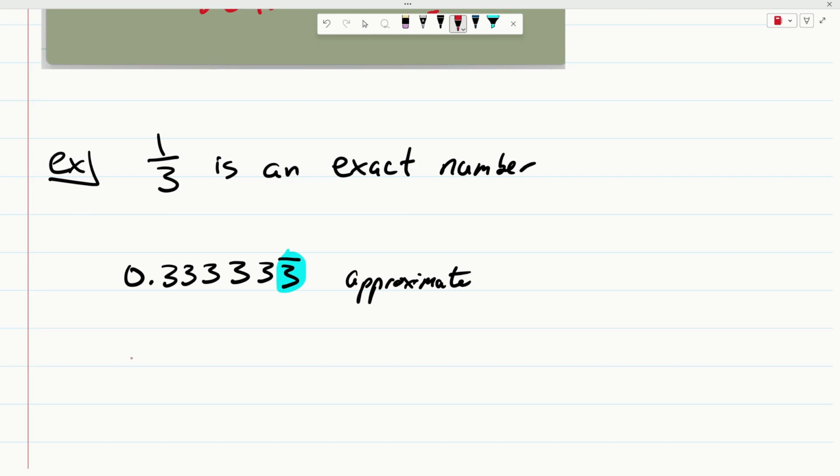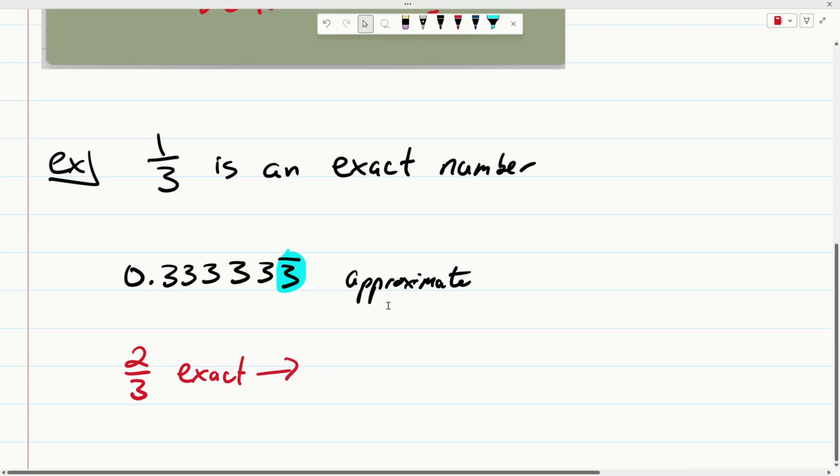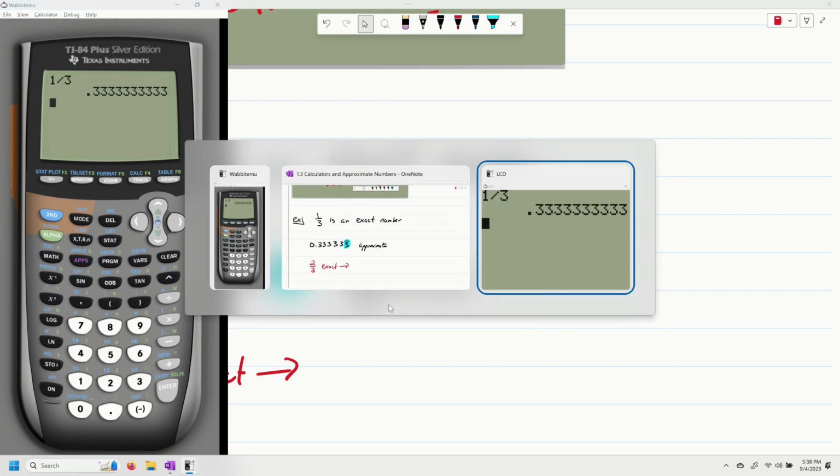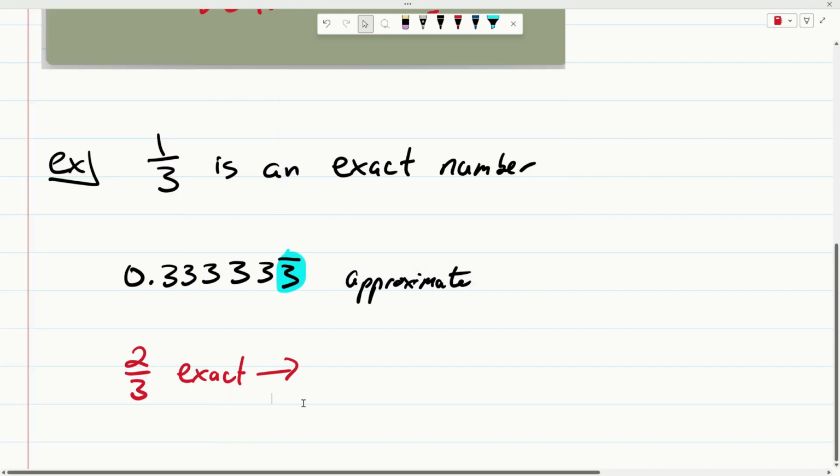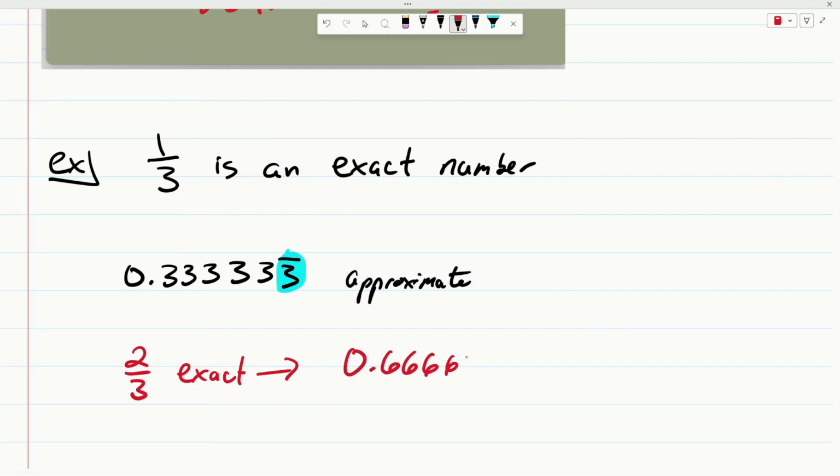Same thing with 2/3. Beautiful number, 2/3, exact. However, if you take out your calculator and type this, notice it rounds that very last number. 0.6666, a bunch of sixes, and then it has a 7. And that is because the calculator is physically out of space. So there's our idea between approximate numbers and exact numbers. 0.66667. This is an approximate.